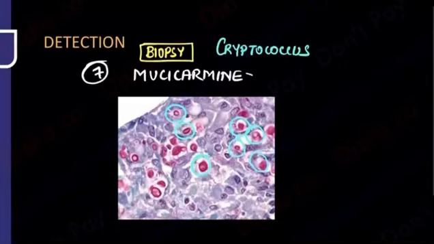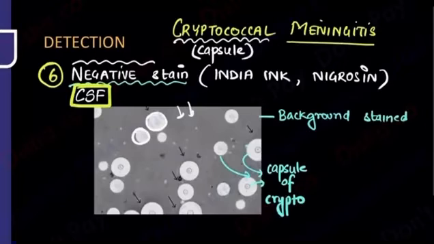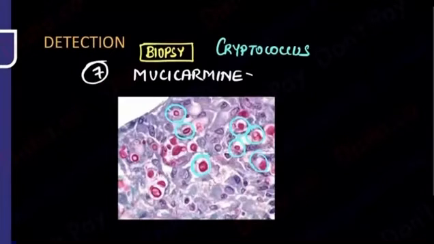So remember, for cryptococcus, reading what sample has been given to me is very important. If they have given you an India ink or a negative, or they've given you a CSF sample, then you go in for India ink or nigrosin. But if they've given you a biopsy sample, then you go ahead with mucicarmine. Having said that, these were all the different stains that you had.